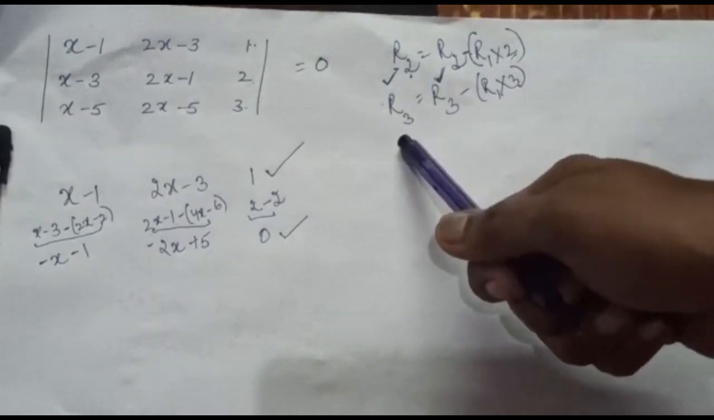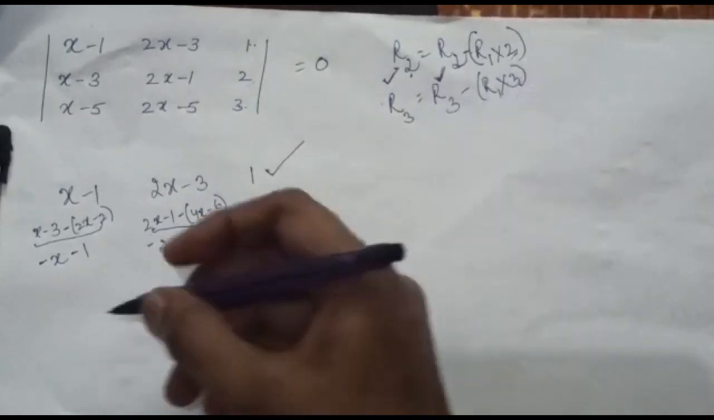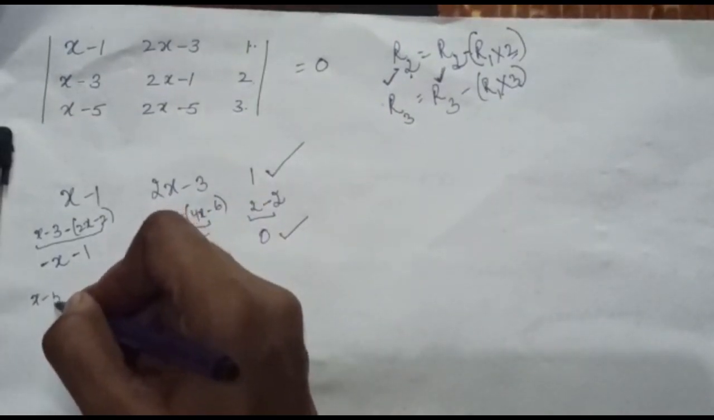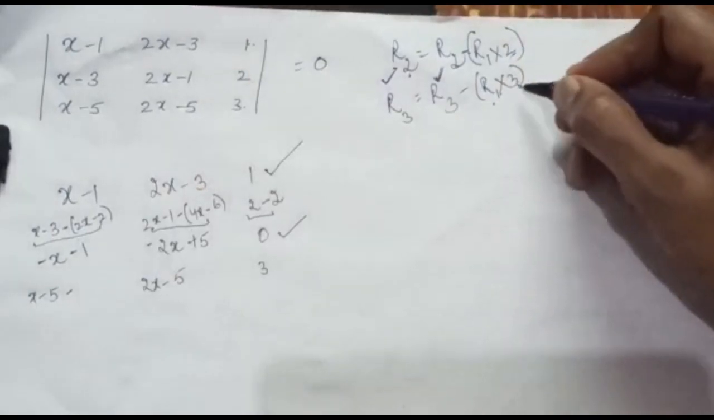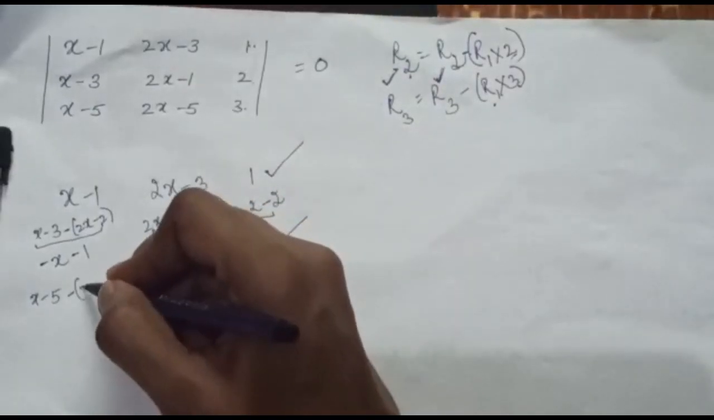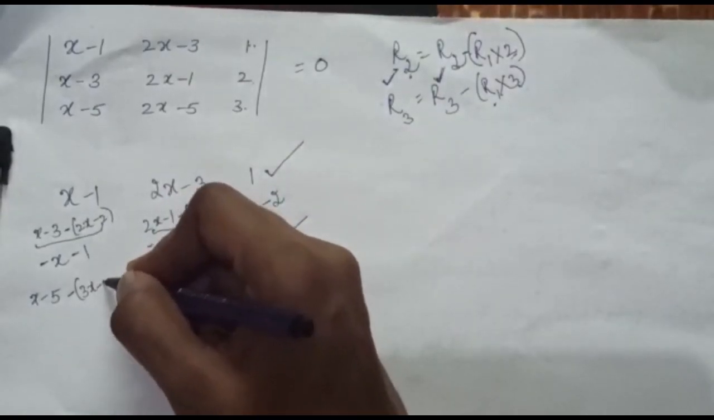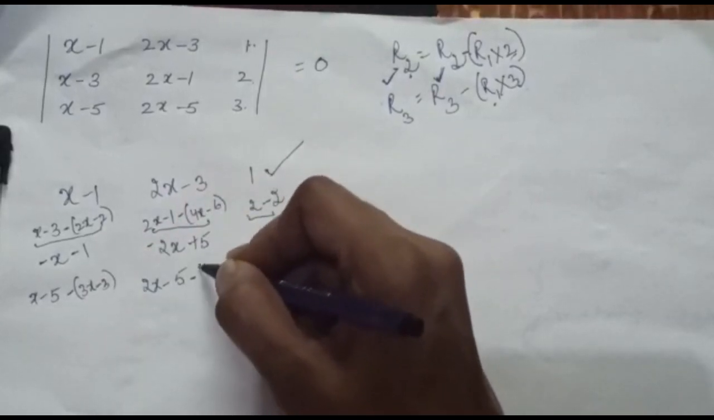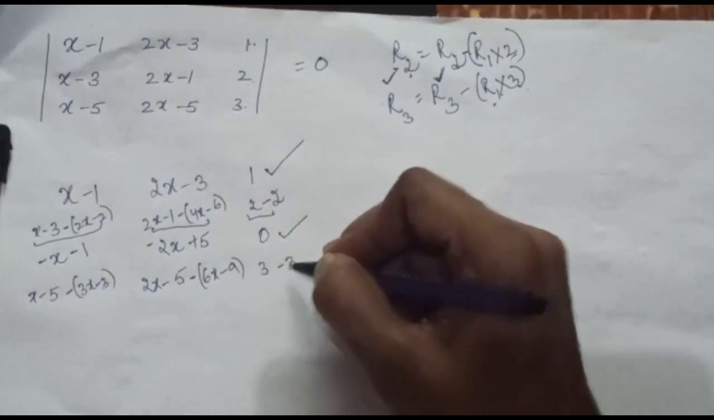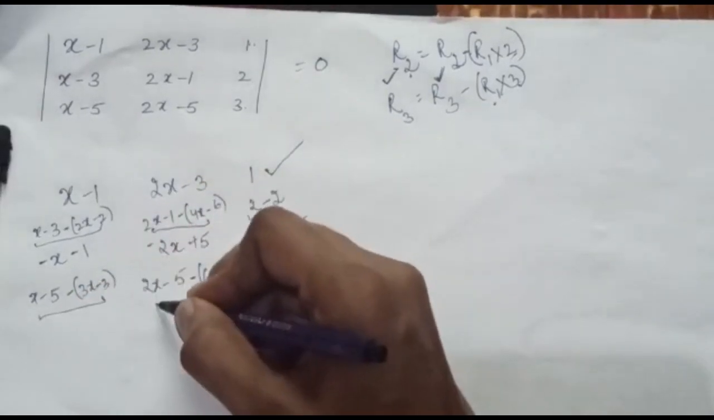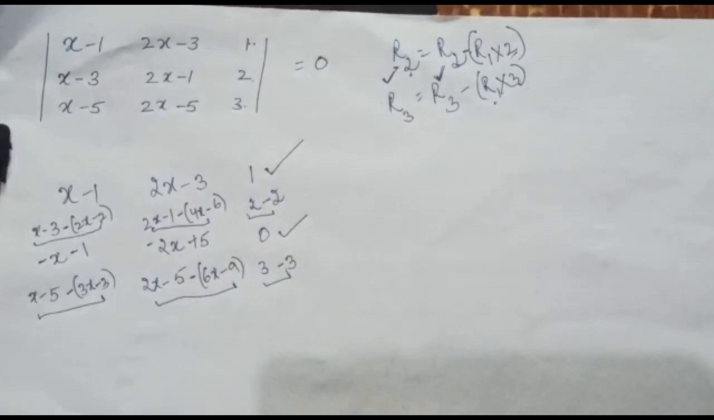For the third row, what am I going to do? Again I will be writing row number 3 in the same way: x minus 5, 2x minus 5 and 3, this is my old row, minus row number 1 into 3. Row number 1 into 3: 3x minus 3, 6x minus 9 and minus 3. So when I solve it, I will be getting my new row number 3.